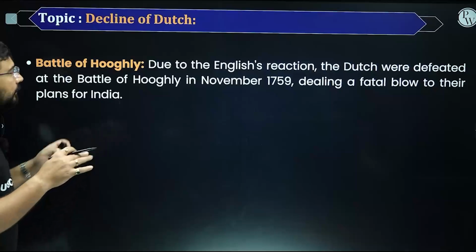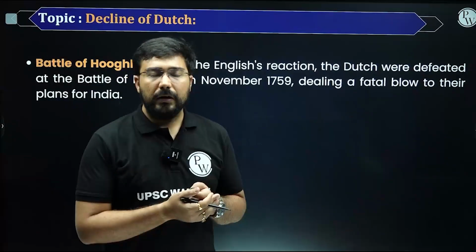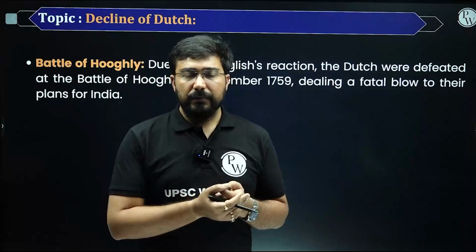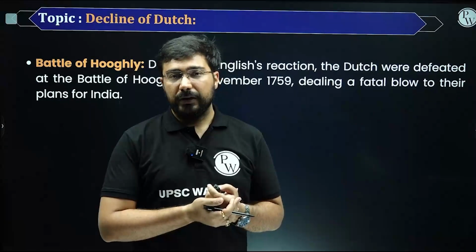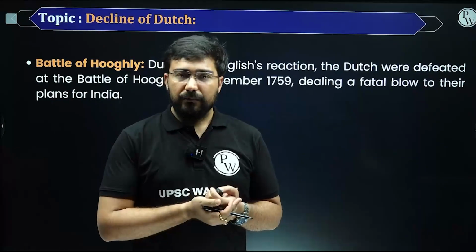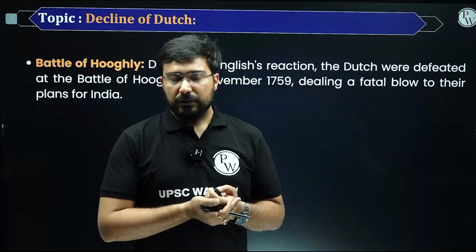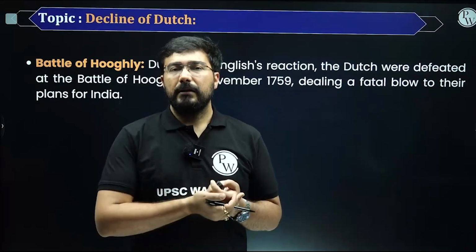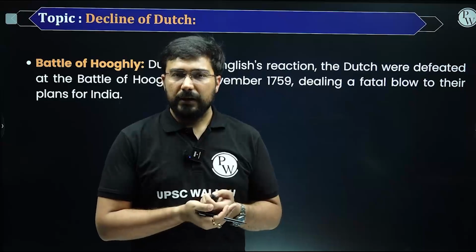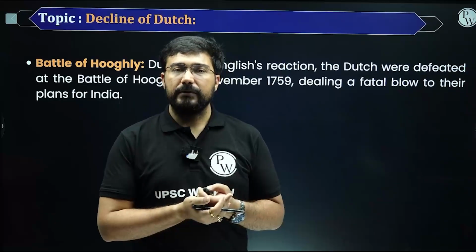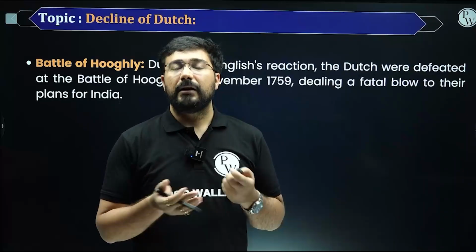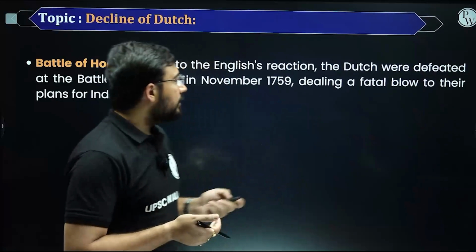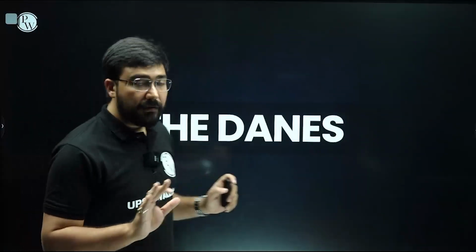All right, so all these factors were responsible for the decline of the Dutch, and finally they were defeated by the British in 1759. After that, they were not able to have a major impact in India. By the middle of the 18th century, largely we were having only two powers, right? One was the British, the second was the French, who were busy fighting the three Carnatic wars. So this is all about the Dutch, which is relevant for us.